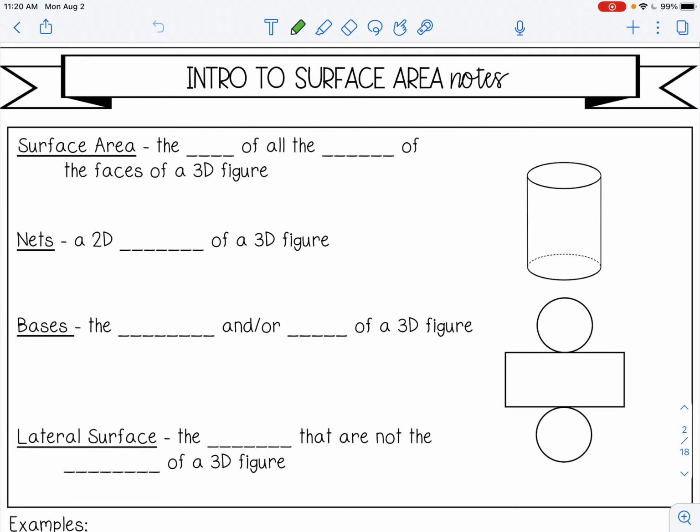Welcome to this lesson on an intro to surface area. Surface area is the sum of all the area of the faces of a 3D figure.